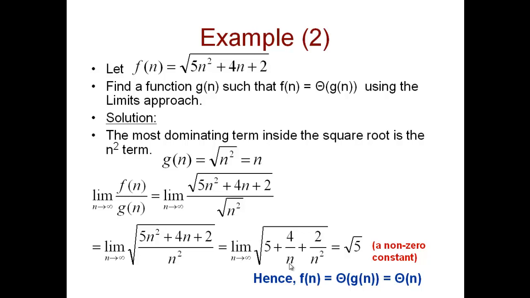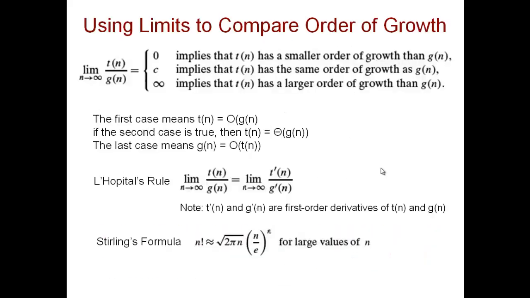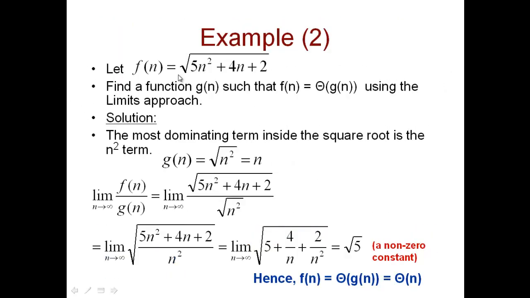So the whole limit evaluates to square root of 5, which is a constant other than 0, and that is a rule for the limit approach. If the ratio evaluates to a constant other than 0, then f of n is theta of g of n. So we can say in this case f of n is theta of n.